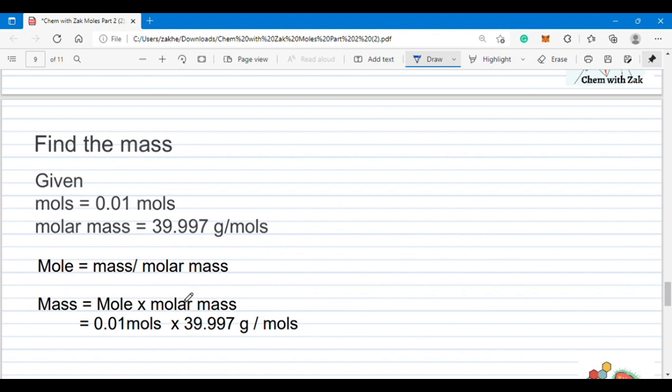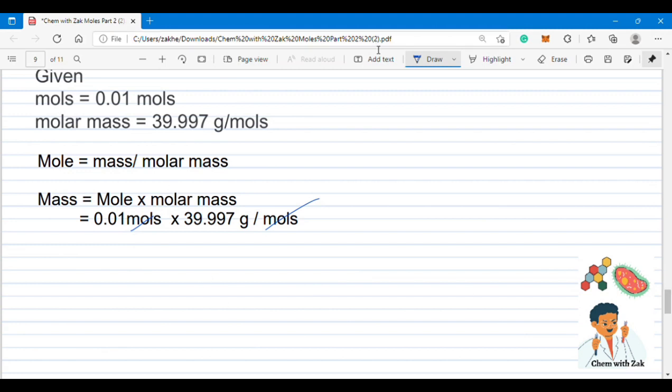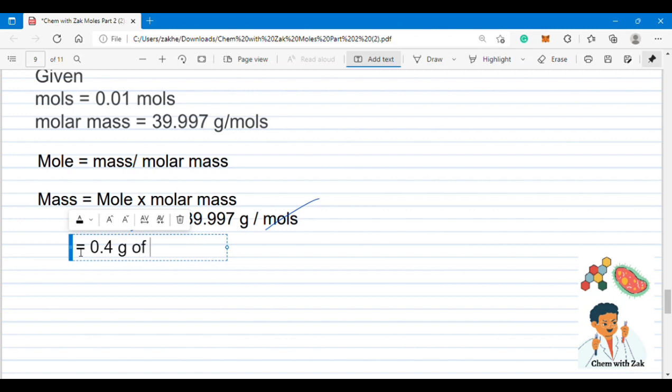So we know moles cancel moles, which leaves us back with grams. Therefore, when we put this into our calculator, we should get an answer of 0.4 grams of sodium hydroxide.